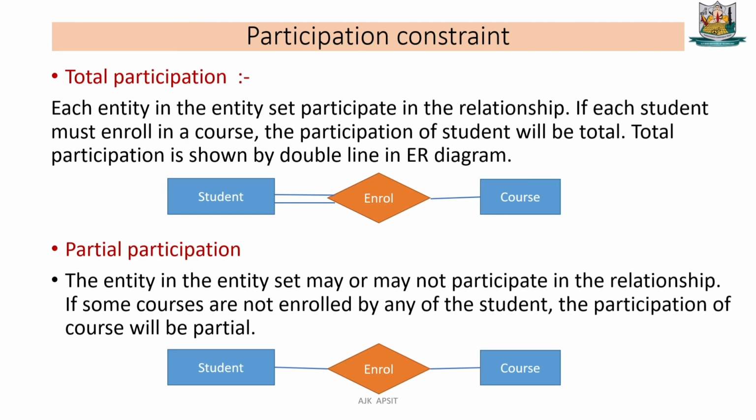The partial participation: if the entity in the entity set may or may not participate in the relationship, then such type of association or participation is called a partial participation.